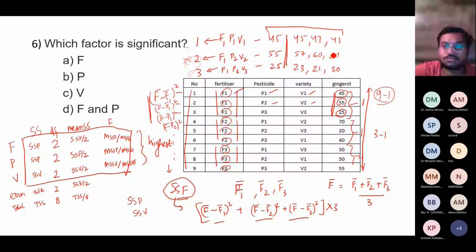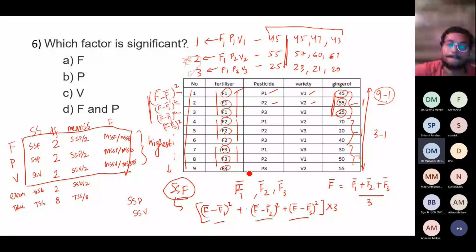But then you have to treat all of them as 9 independent values, like 9 independent treatments. Here we are comparing between different factors, fertilizer, pesticide and variety. In that case, you can't do that. You have to consider this as 1, this as 2, 3, 4, as each combination needs to be a different treatment. Okay, sir.